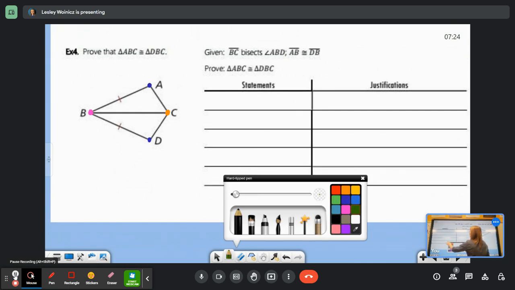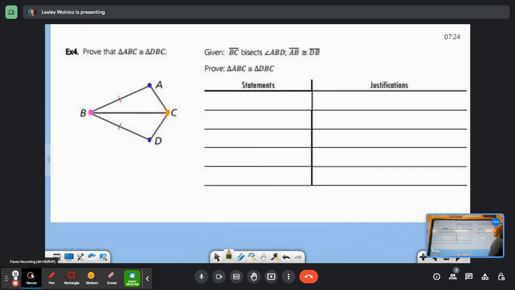So we know that BC bisects angle ABD, and we know that side AB is congruent to side DB. I'm going to start with the sides. So side AB is congruent to side DB. That was just given to me.